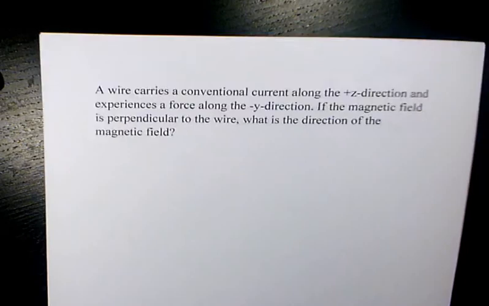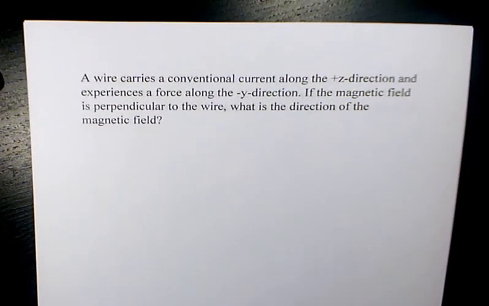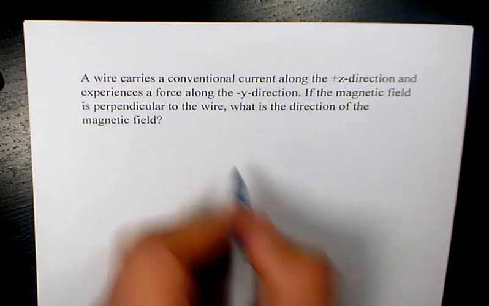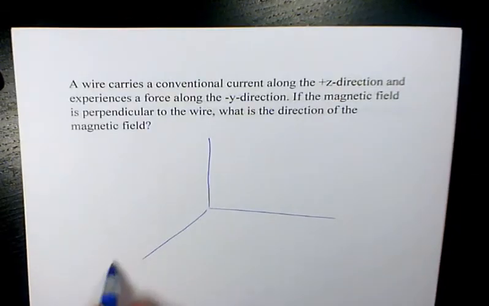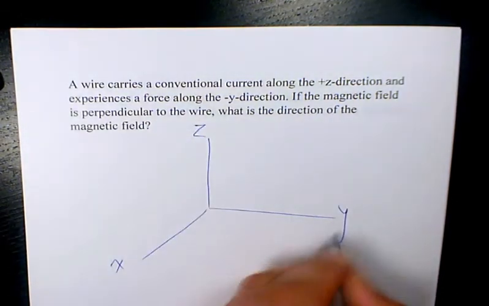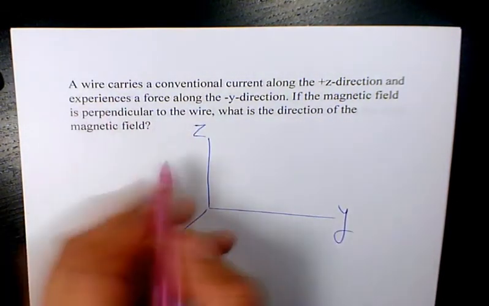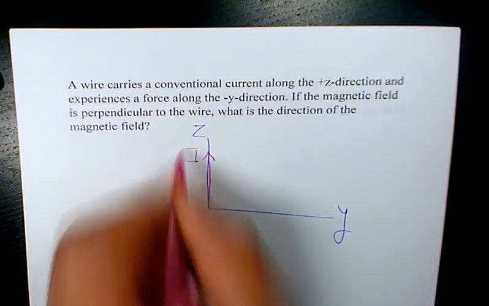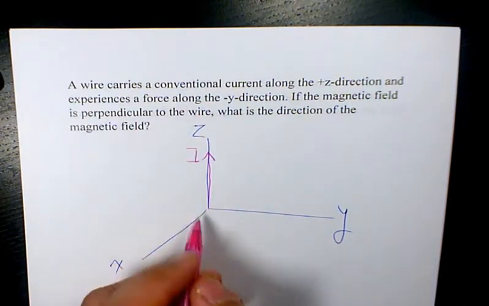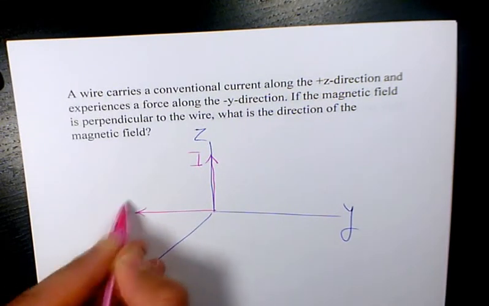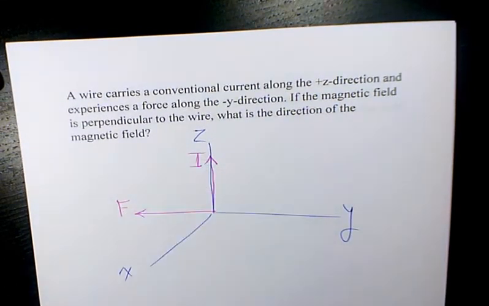In this example, a wire carries a conventional current along the z direction, and experiences a force along the negative y direction. If the magnetic field is perpendicular to the wire, what is the direction of the magnetic field? That's x, z, y. So this is the wire. Negative y is going to be the force. We need to find out the direction of the magnetic field.